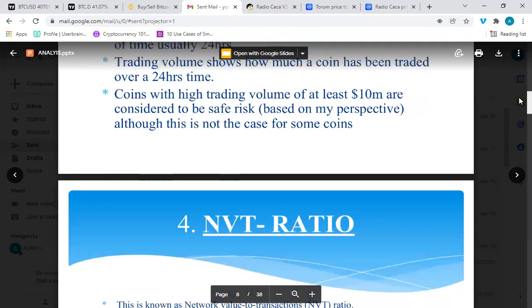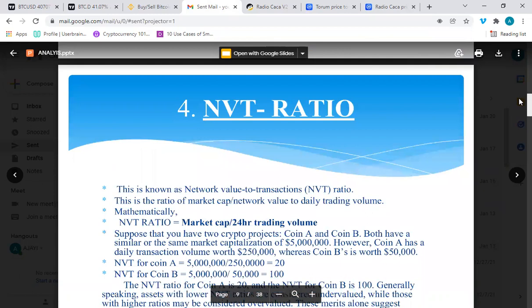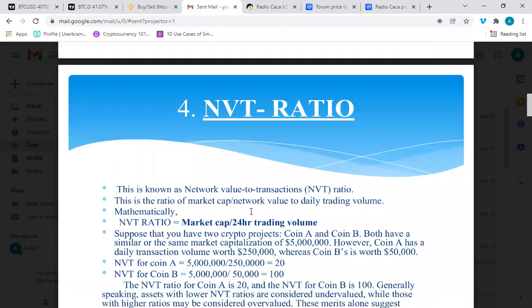Now let's continue. Now the NVT ratio. NVT ratio means network value to transaction ratio. This is the ratio of market cap to network value.